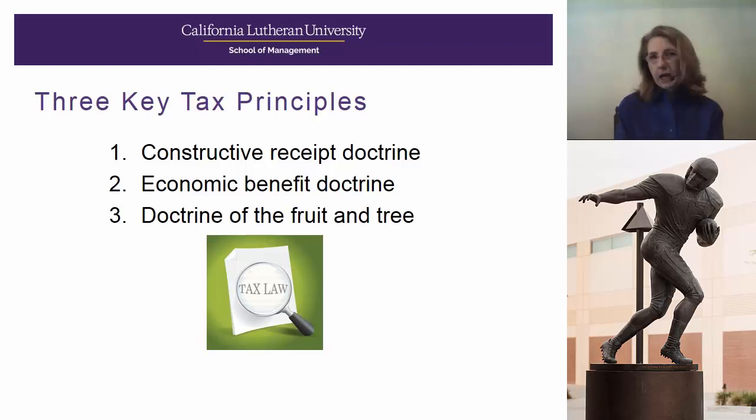The fruit of the tree doctrine suggests that if I own an asset and I receive income from it, I must be the one to pay taxes on it. If I own an asset, I can't assign that to another taxpayer, to a sibling, to a parent, to a child that has a lower income tax bracket, income tax rate. I must keep that income for myself.